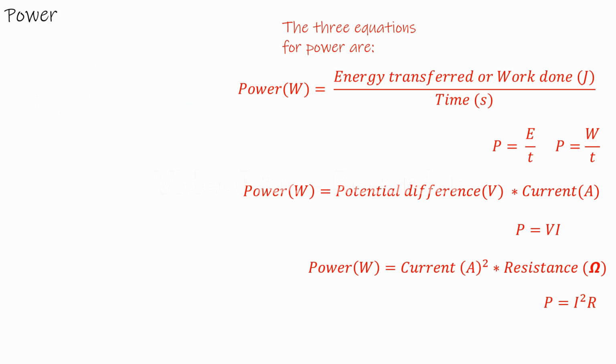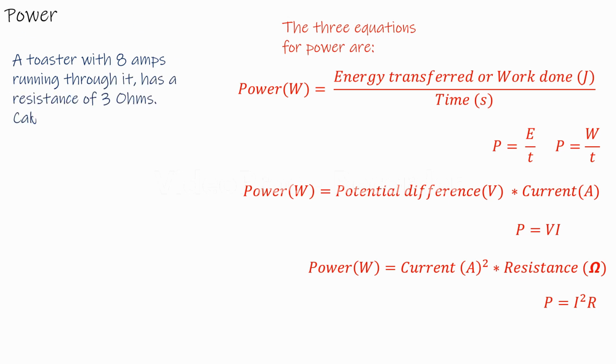Here is another example of a question. This time we have a toaster which has 8 amps running through it, and this time we're given the resistance as well, and it's a resistance of 3 ohms. Ohms may be written as the word ohms, or it may be the omega symbol that you can see on the right hand side.